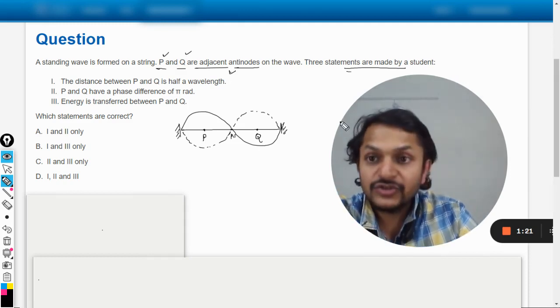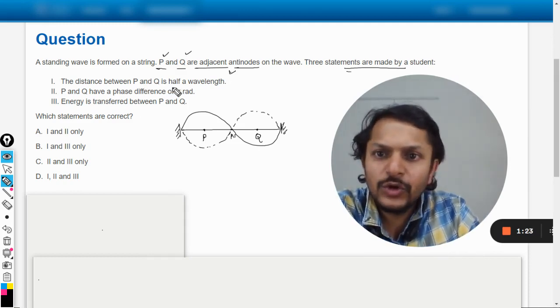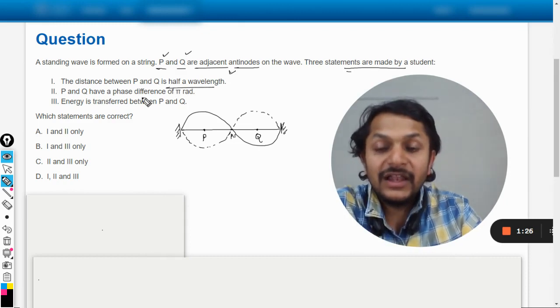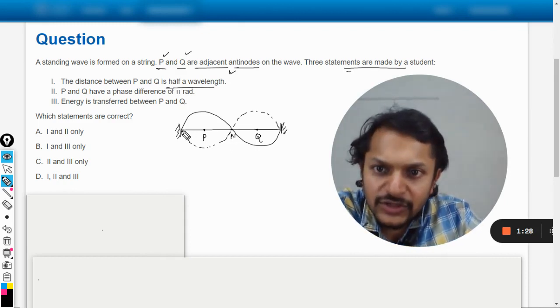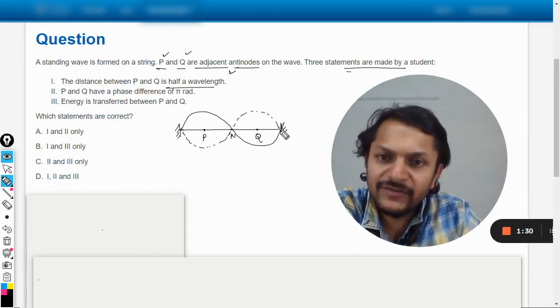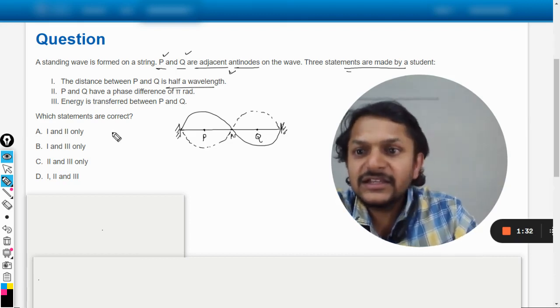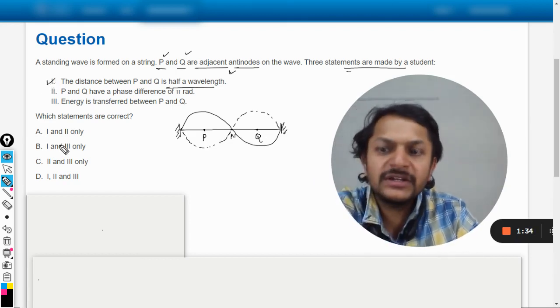Three statements are made by the student. The distance between P and Q is half the wavelength. Well, exactly, isn't it? Because from this point to this point, it is the complete wavelength, and this to this, it is the lambda by 2. So the first statement is absolutely correct.